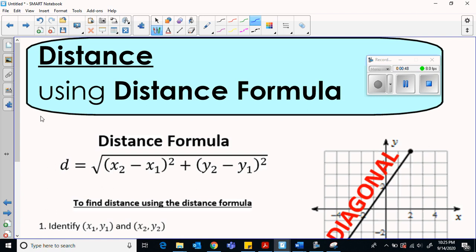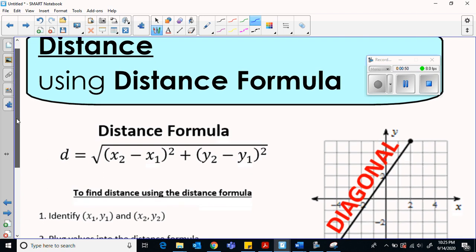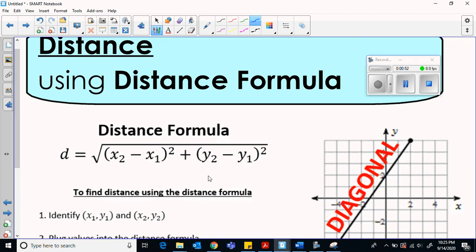So here, if we're going to find the distance using the distance formula, here is the formula. It's the square root of x sub 2 minus x sub 1, squared, plus y sub 2 minus y sub 1, squared. This formula is derived from the Pythagorean theorem, but in this form, it is not on your formula sheet. And these are just the x and y coordinates from the points that are given.